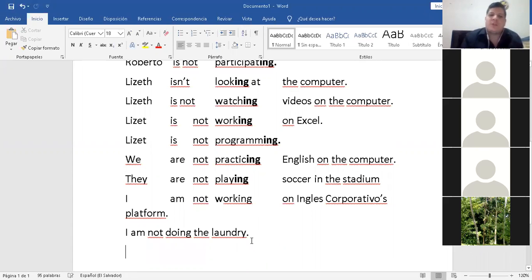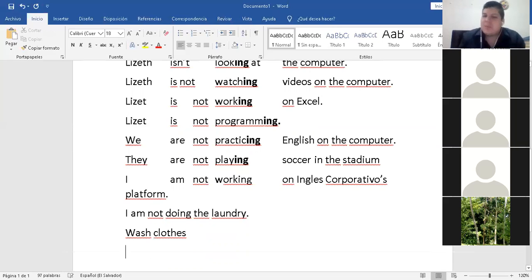So how do you say no estoy lavando la ropa? I am not doing the laundry. Good. ¿Estoy lavando la ropa? I am doing the laundry. That's it. I am doing the laundry. Good job, Roberto. Teacher, I have a question about this sentence. All right. And wash is different than laundry. No. Pero casi no sé, casi no, okay. I am wash the car. Ahí está, ahí sí. Pero generalmente con la ropa y con los platos también se ocupa doing.